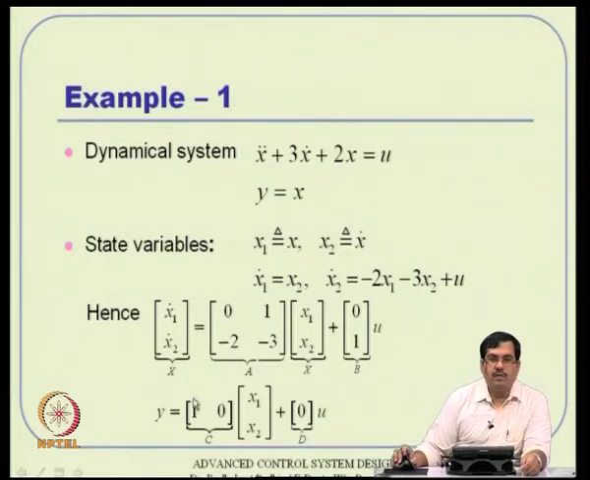And what about y? y is nothing but x, x is x1. So, I will put the matrix C as like this, 1 0, x1 and x2 here the same state, and then you have a 0 times u. So, this is your A matrix, this is B, this is C, this is D actually. Okay. So, that is how you construct this state space representation.